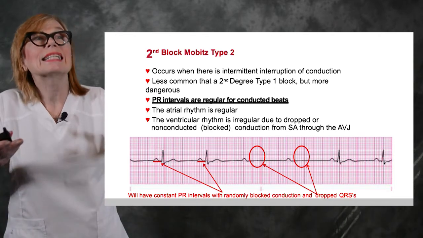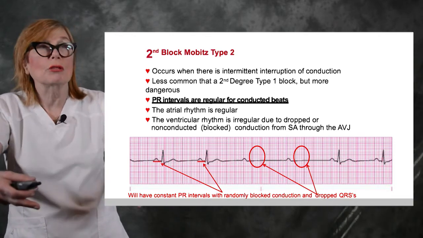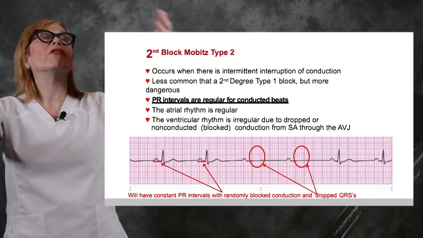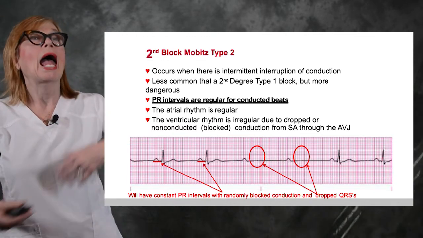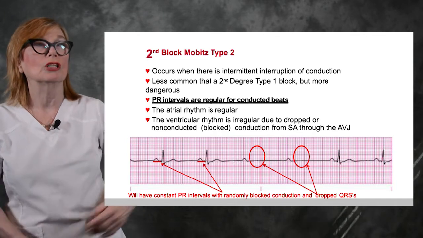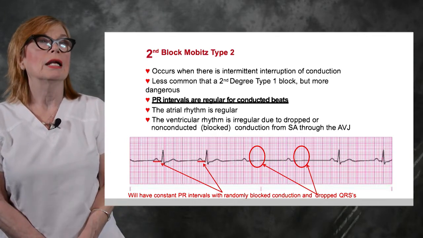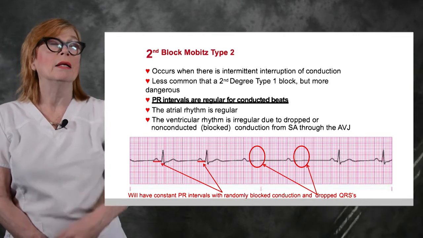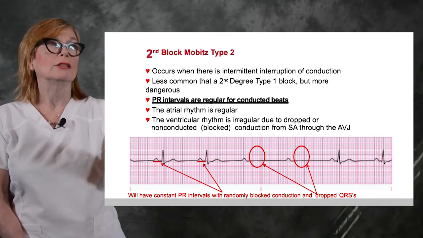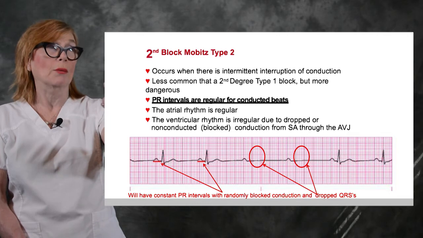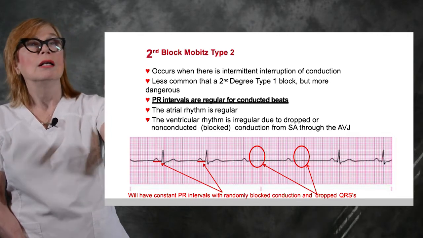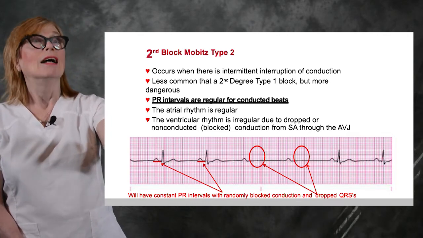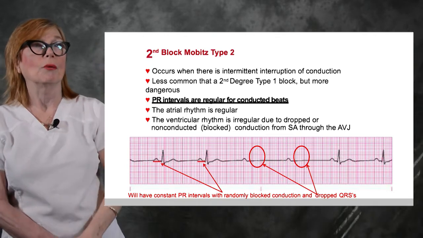Now, on that time that you did not conduct, the AV junction then repolarizes and accepts the next conduction with a normal PR interval. So what you're seeing here is a 2-to-1 Mobitz type 2. Okay, so the first P has a following QRS and a standard PR. Second P has a standard PR and a standard QRS.